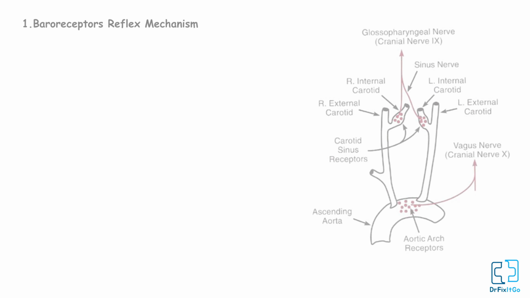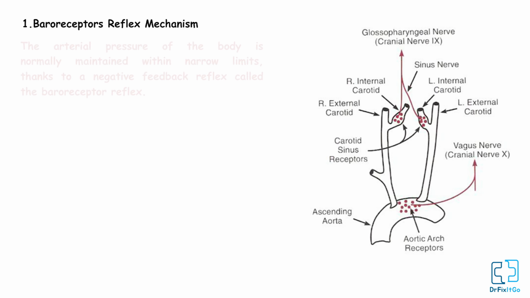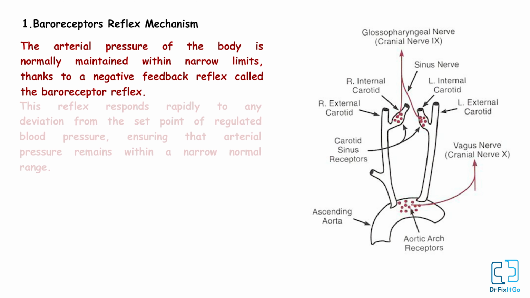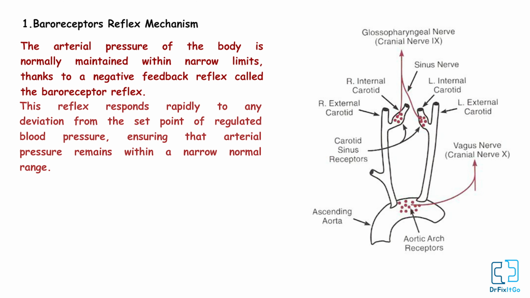Short-term regulation of blood pressure: baroreceptor reflex mechanism. The arterial pressure of the body is normally maintained within narrow limits, thanks to a negative feedback reflex called the baroreceptor reflex. This reflex responds rapidly to any deviation from the set point of regulated blood pressure, ensuring that arterial pressure remains within a narrow normal range.